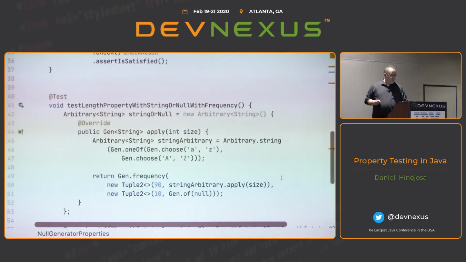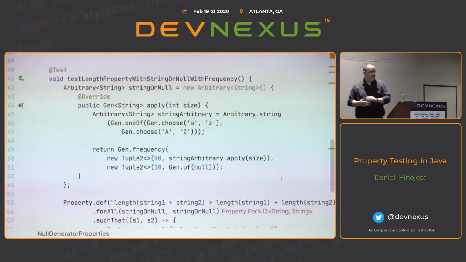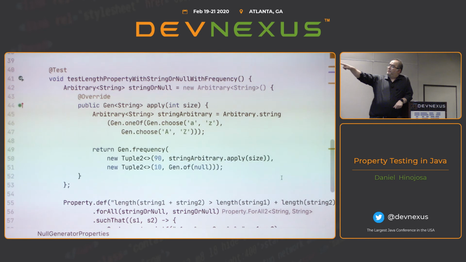Now, right over here, you could have frequencies. And this uses a tuple. So this one says, all right, my setup now is generate a string 90% of the time. Now you see where those tuple 2s are in the middle of the screen? So 90% of the time generate a string for me, but 10% of the time generate a null, okay? So you could kind of guide it. It's still randomized, but you're guiding the kind of information that's being generated, okay?